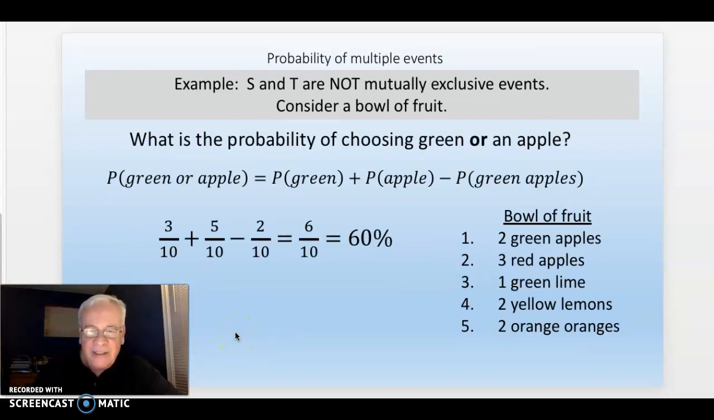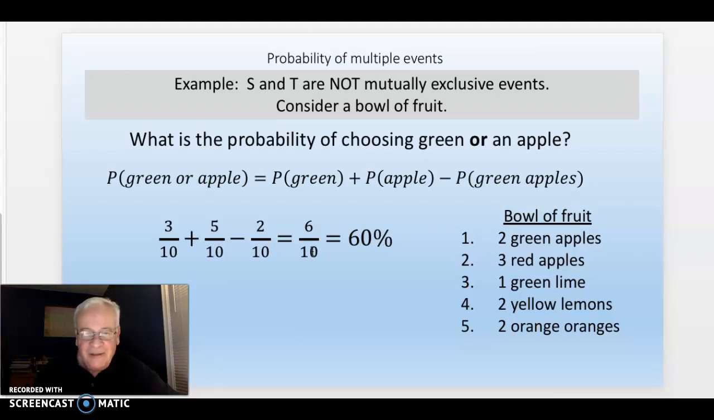All right, let's look at something that's not mutually exclusive events, like this bowl of fruit. Here's the bowl down here in the right corner. 2 green apples, 3 red apples, 1 green lime, 2 yellow lemons, and 2 oranges. We want to know the probability of choosing something green or an apple. Now we can almost just count them up. There's 5 apples, and there's 1 more green lime. That's 6. And that's what we get, 6 out of 10.